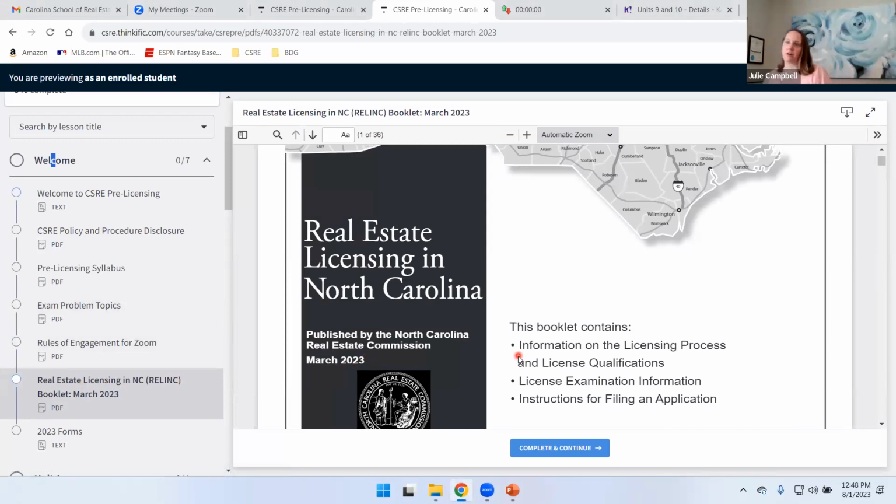This is the booklet that we're going to go through first thing on Thursday. This is the booklet that says, okay, I passed Julie's class, I passed pre-licensing, now what do I do? That's where this booklet picks up, where you leave off with me. So we'll go through and talk about this process on Thursday. We will do that first, and then we'll jump into unit 14, financing.